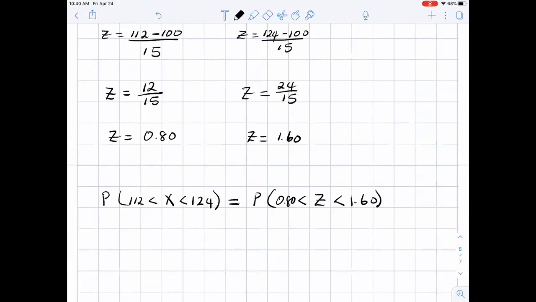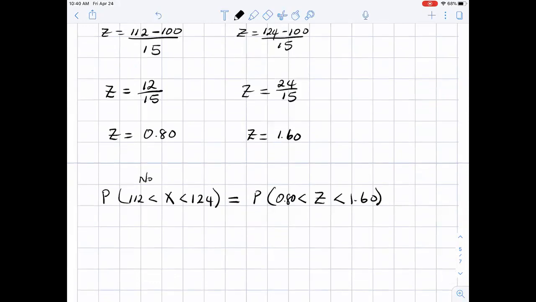Okay, so this is from non-standard to standard. Okay, from non-standard to standard. Any questions so far? So we don't have to look it up in the table. We didn't find the probability. Now is to find the probability. All you've done so far was to convert from non-standard to standard.